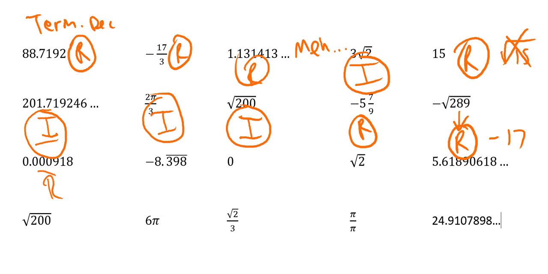0.000918. It's a terminating decimal. It's rational. If little dots are behind it, that's a different question. This is a repeating decimal. I know what the next number would be. It'd be 3.